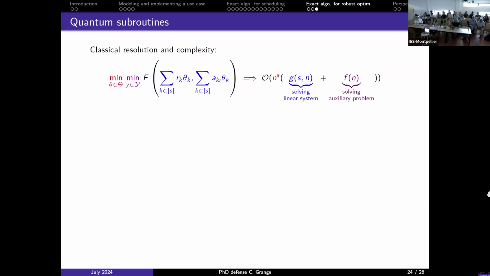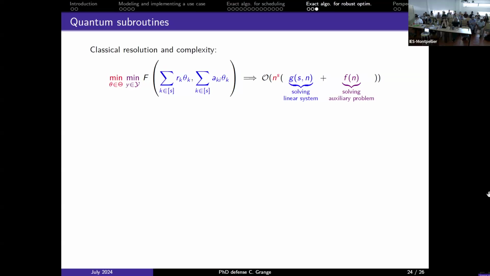So the classical resolution of this problem has the following complexity. In order to compute these terms, we need to solve this linear system. We will call G this cost. And then for each linear system, we also have to solve this problem. We will call F this complexity. And then because we have to do that for any linear system, we multiply by the number of linear systems we have to solve, which is equal to n to the power s.